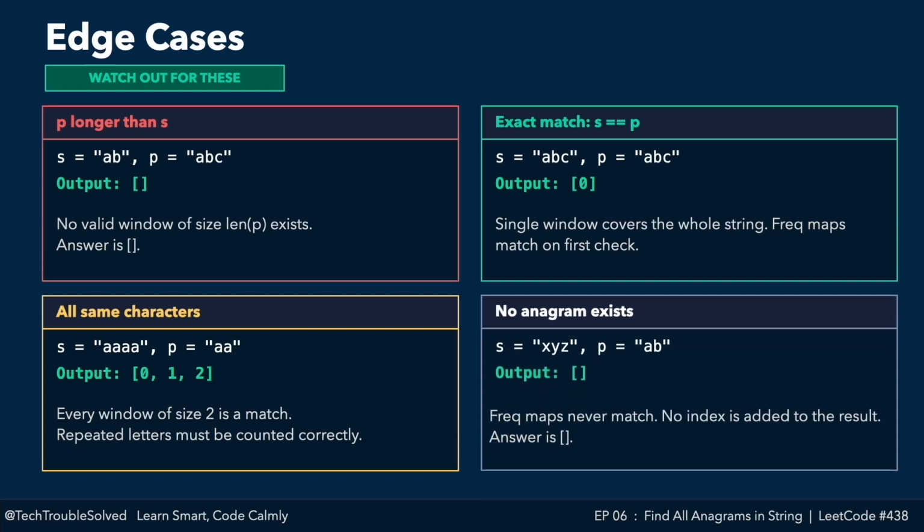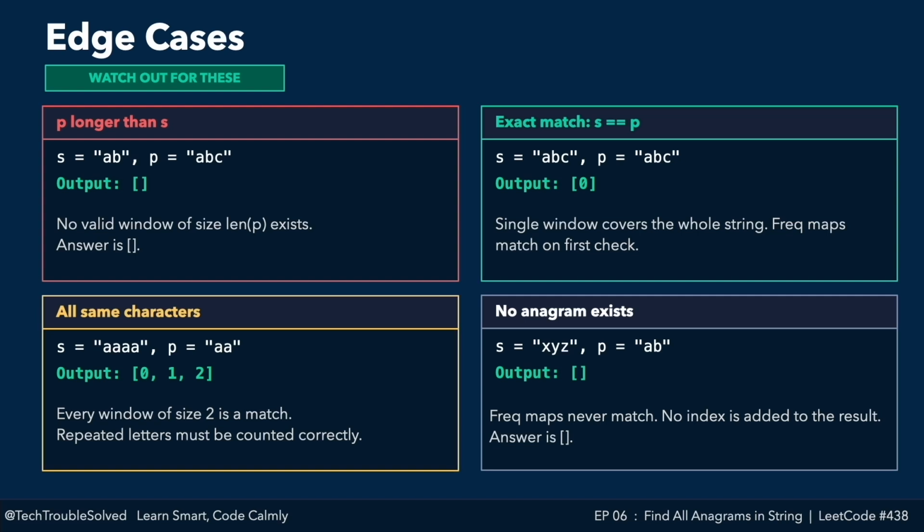Fourth, no anagram exists anywhere. S is XYZ, P is AB. The maps never match. Result stays empty. Return empty list. No surprises there, but it's worth saying out loud so your brain registers it as a valid path through the code.